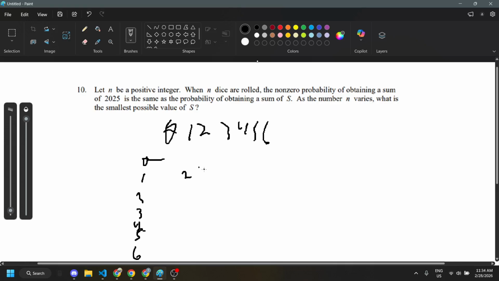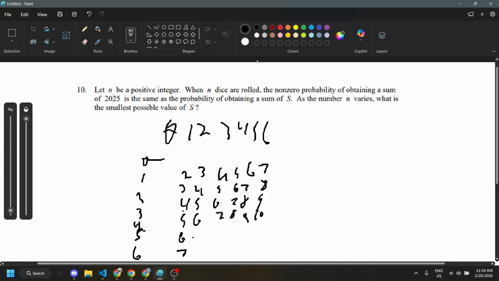Here we have 2, 3, 4, 5, 6, 7. Here we have 3, 4, 5, 6, 7, 8. Here we have a 4, 5, 6, 7, and so on up to 12. So we see these diagonal bands of numbers that are here.